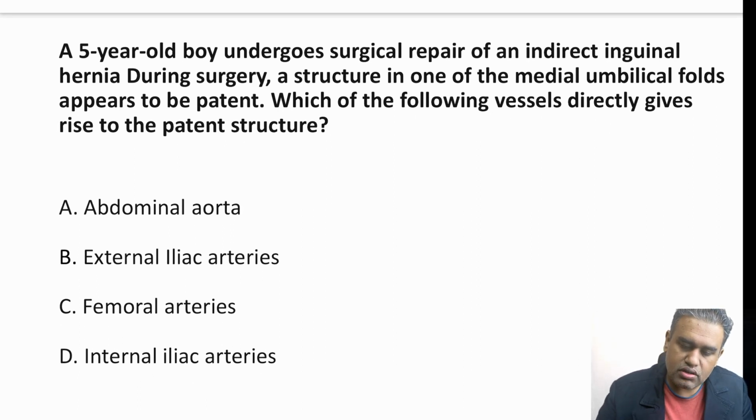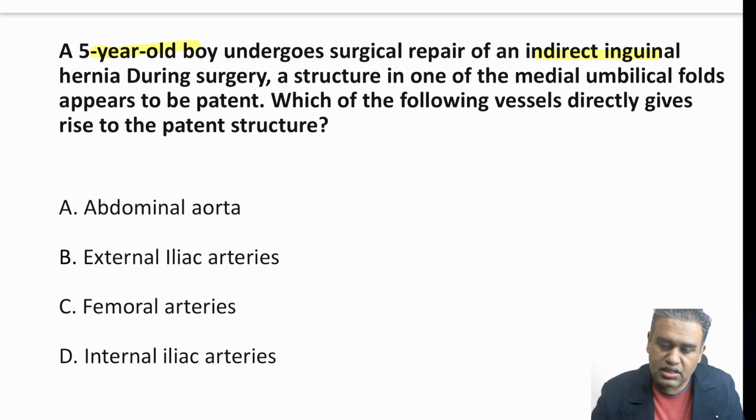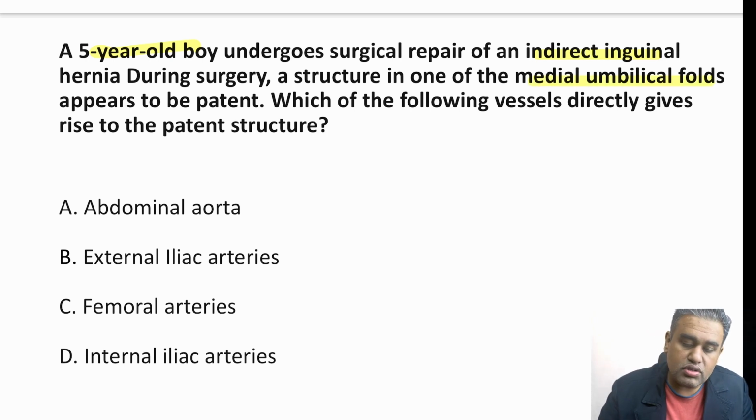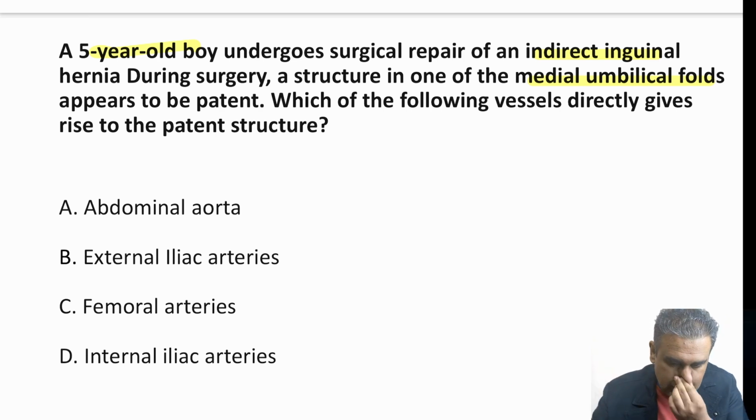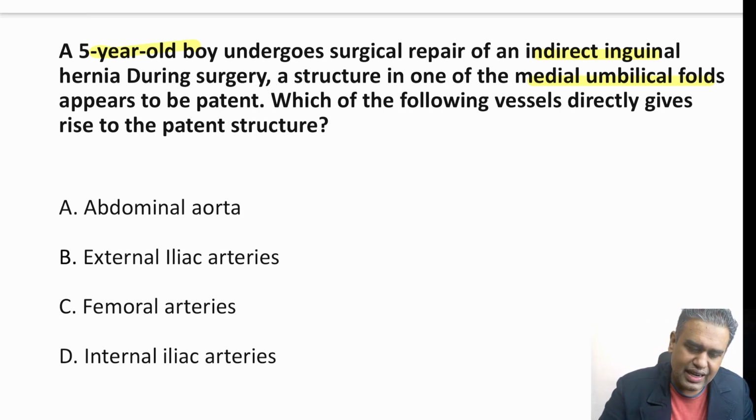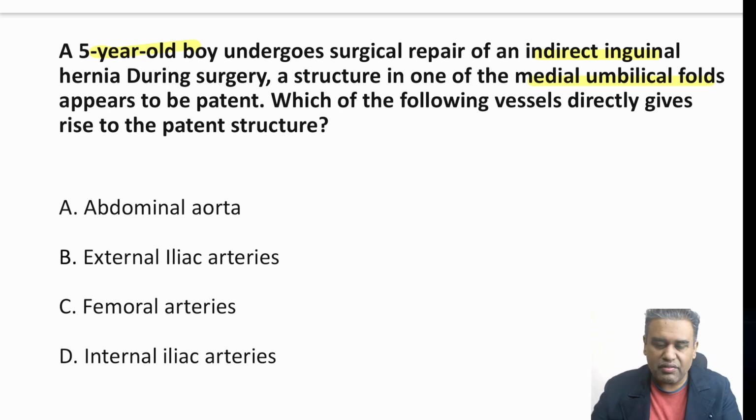A 5-year-old boy undergoes surgical repair. Again, 5-year-old. The previous question was 7-day, 5-year. Surgical repair of the indirect inguinal hernia. During surgery, a structure in one of the medial umbilical folds appears to be patent. Which of the following vessels directly gives rise to the patent structure? Indirectly or directly, in any way you can say.